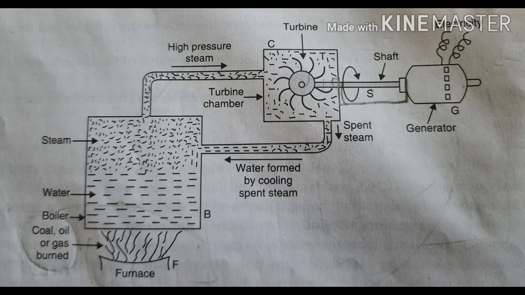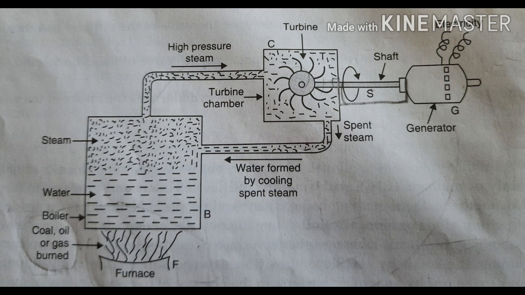Now look at this diagram. The diagram contains a boiler which is filled with water. This water is boiled by using a furnace, in which we use coal or gas as a fuel. As a result, the water will convert into water vapor and will form steam.